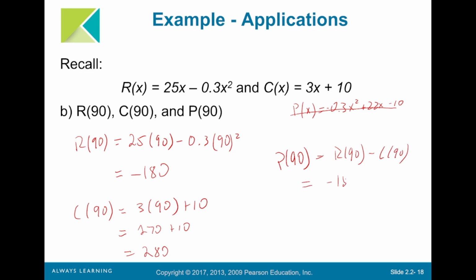So that's negative 180 minus 280, which gives us negative 460. Let me just check with my calculator. Negative 460. So we're actually losing money on these apples, right? Because it's a negative 460.